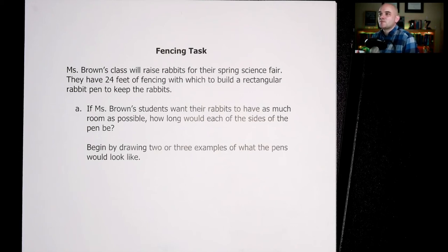So if Mrs. Brown's students want their rabbits to have as much room as possible, how long would each of the sides of the pen be? First off, we should probably ask the question, does it matter what the dimensions of the pen are? Will that actually affect the area? So let's quickly take a look at that. And let me give you two examples here.